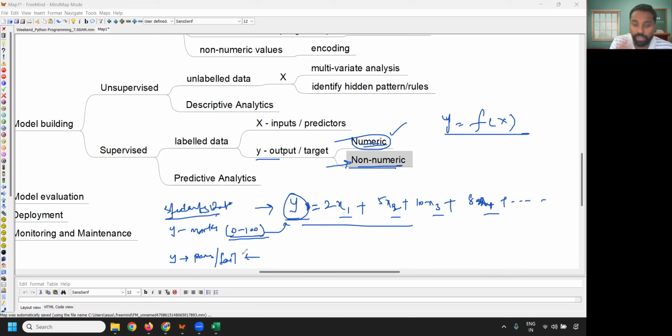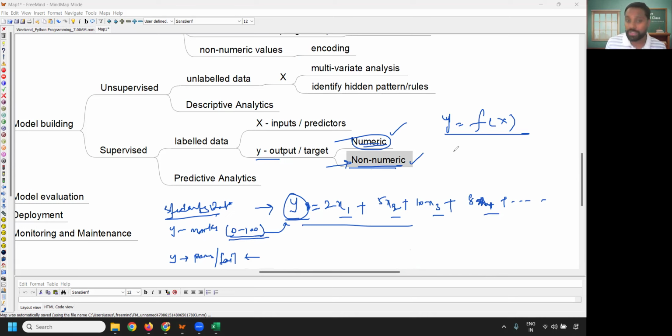No, right? I cannot say 2 plus 5 equals pass. 2 plus 5 is 7. It is not pass, isn't it? So it does not make sense for us to use a direct mathematical equation to calculate a non-numeric value. You cannot get that, right? It's not possible. That is the reason why we will use some alternate methods to get this non-numeric result.